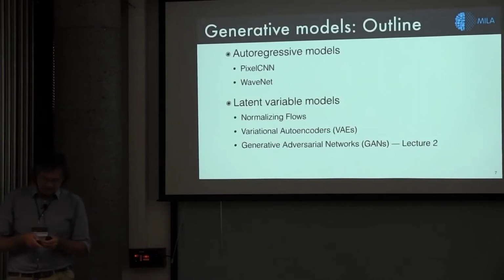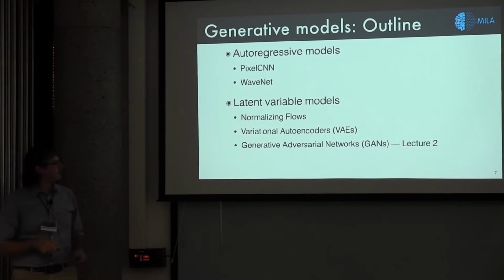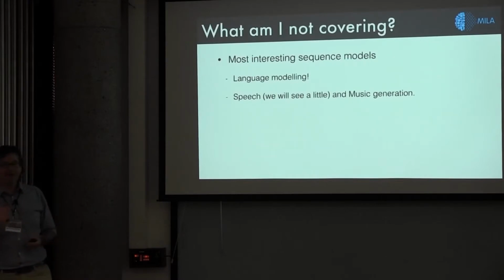All right, so overview. I'll be talking about Pixel CNN and WaveNet, which is kind of an application of models like Pixel CNN to speech and waveform type data. And then I'll be getting into the latent variable models. I'll be talking about normalizing flows. Then I'll be talking about variational autoencoders. And then that'll be it for today. And then tomorrow I'm going to pick it up again with a whole lecture on generative adversarial networks and extensions of that model type.